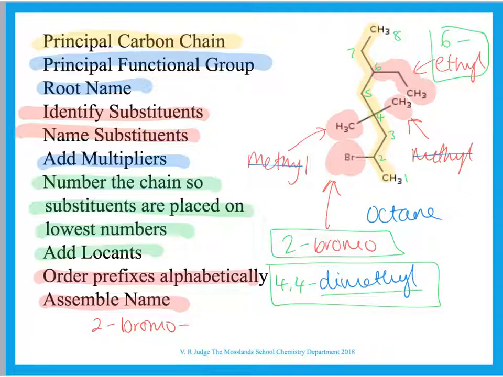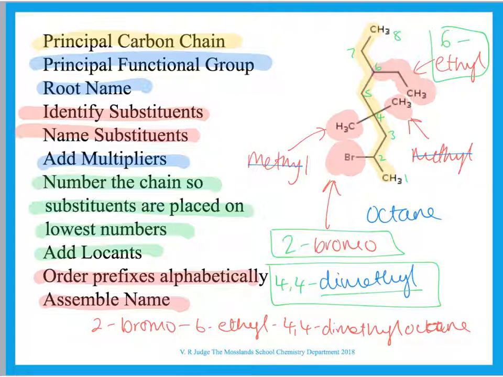So 2-bromo, 6-ethyl, 4,4-dimethyl. There's your 3 prefixes. And your root name, octane. Oh, can't spell. Octane. So 2-bromo-6-ethyl-4,4-dimethyloctane is the name for that compound.